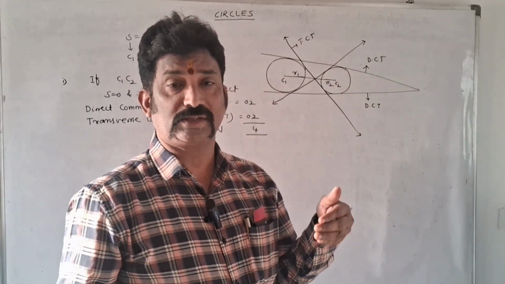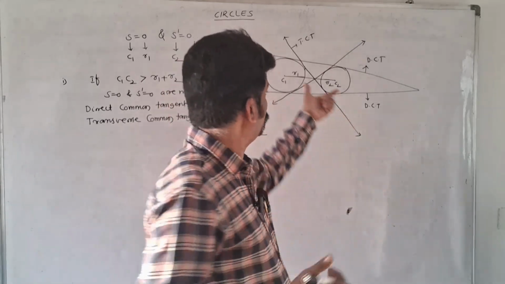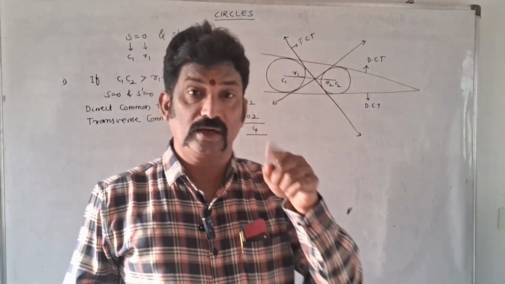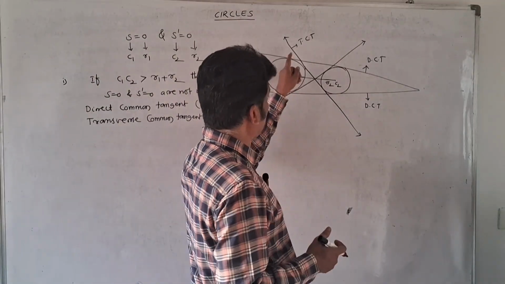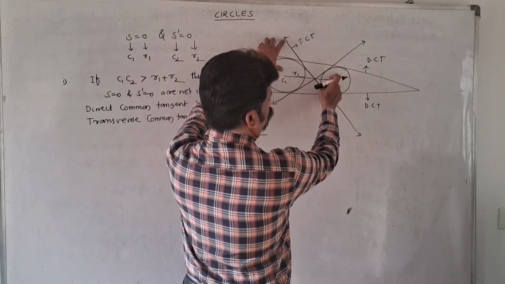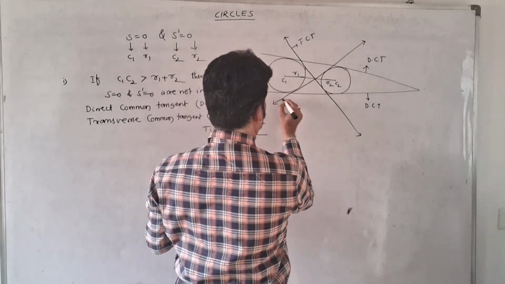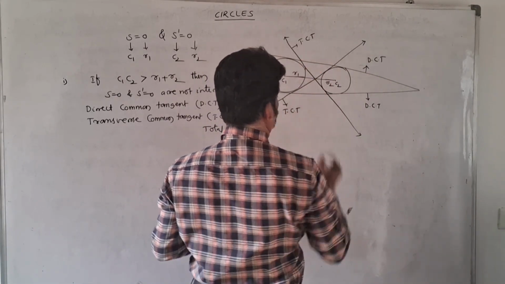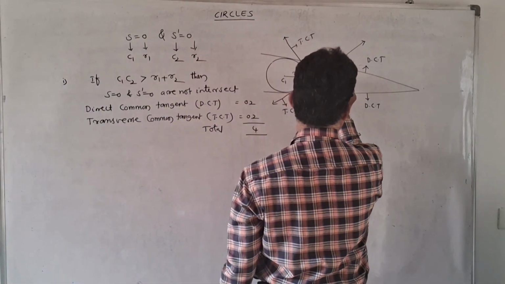Direct common tangent means the two circles lie on the same side of the line, this also on the same side of the line L. And if two circles lie on opposite sides of the line, look at the board, these two are opposite, then this one is a transverse common tangent.